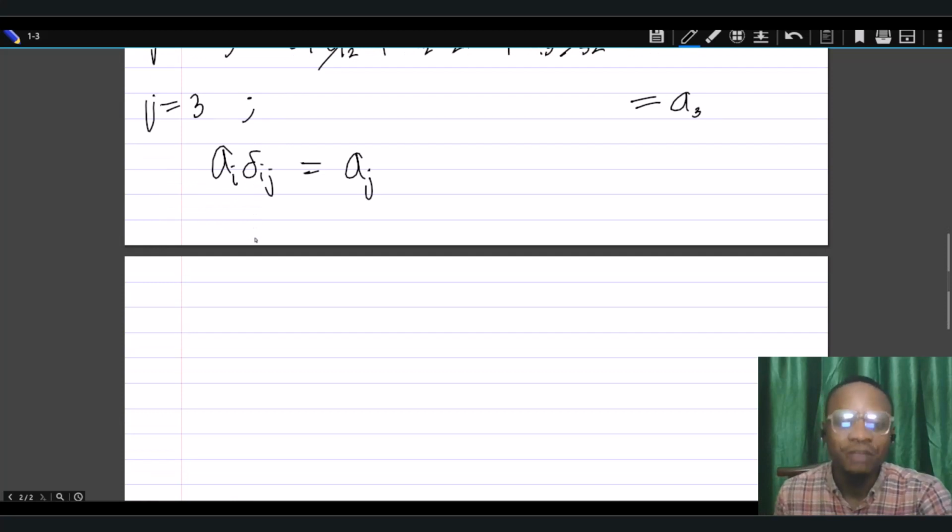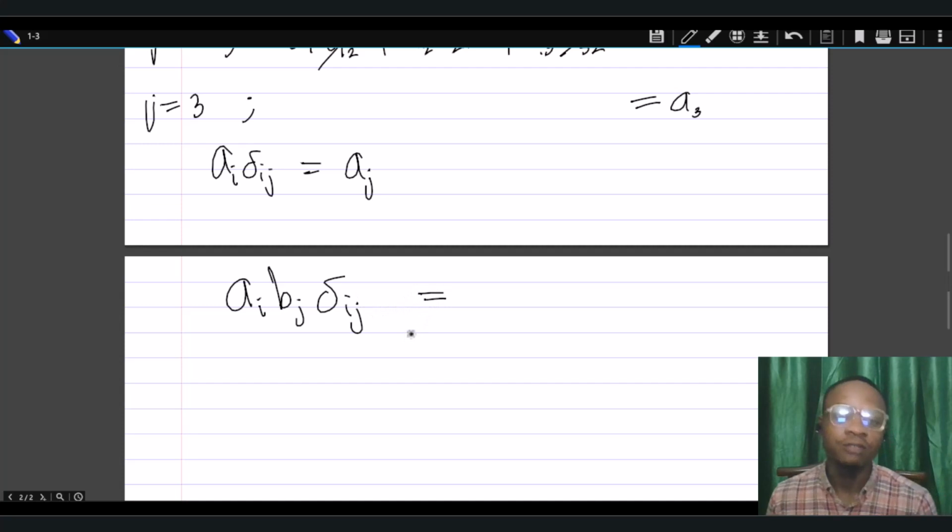So, for example, another example, say we have something like a_i, b_j, and delta ij. This is a singular term. All of these are being multiplied. What do you think this will be equal to?